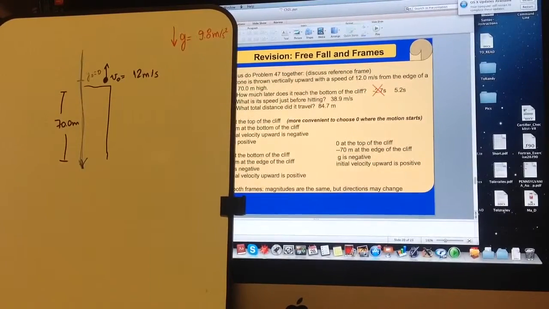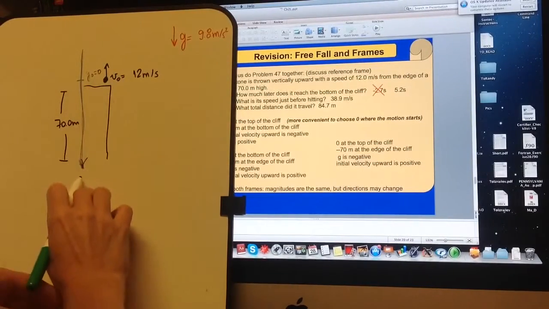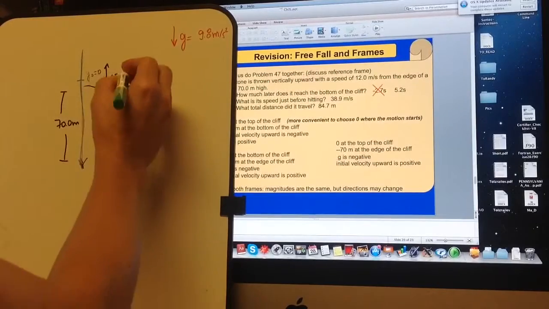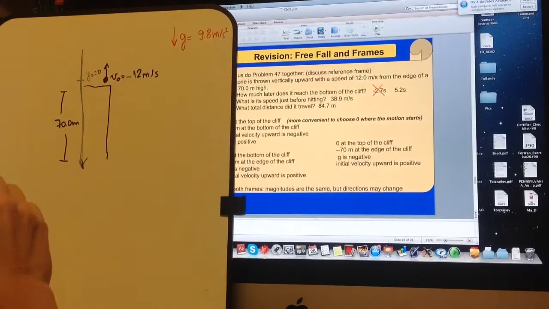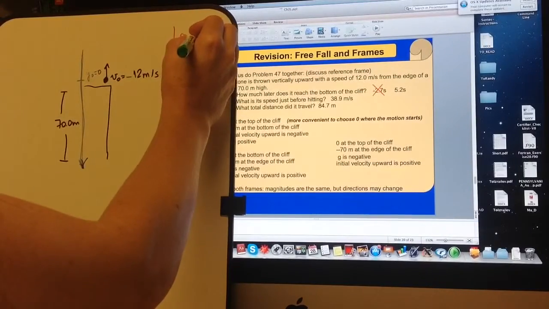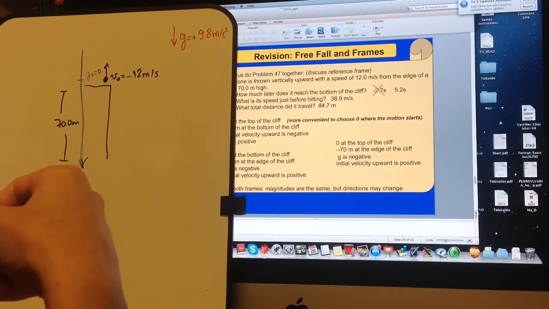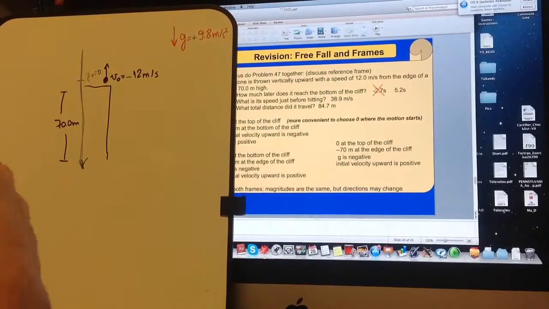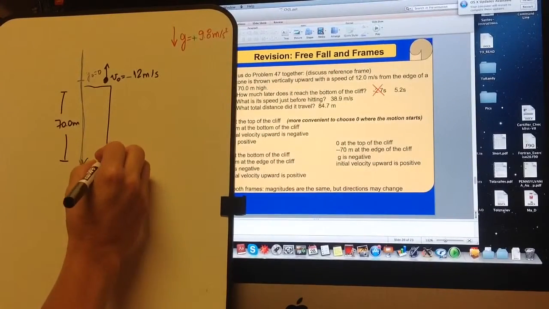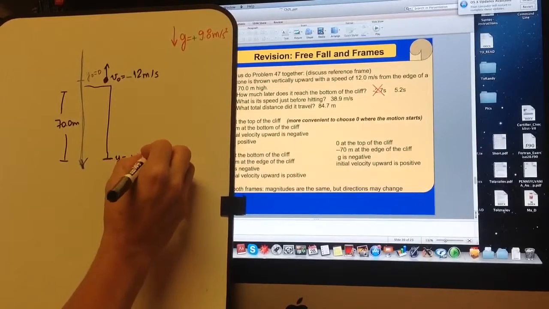Once I made this choice, I can give signs to the velocity and to the acceleration. The velocity is against my frame, so that means the velocity is negative. The acceleration is in the same direction as my frame, so the acceleration is positive. This is very important. From now we can go on and solve the problem. What else can I say? Well, this final position here will be plus 70.